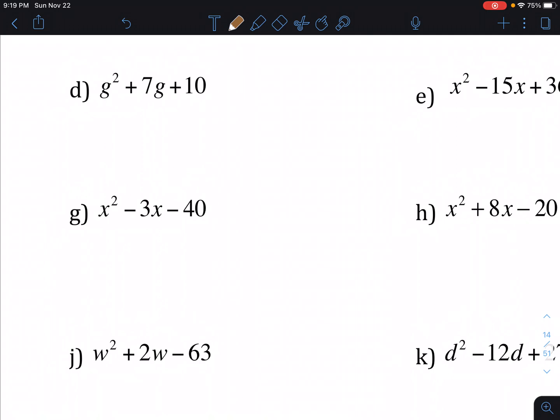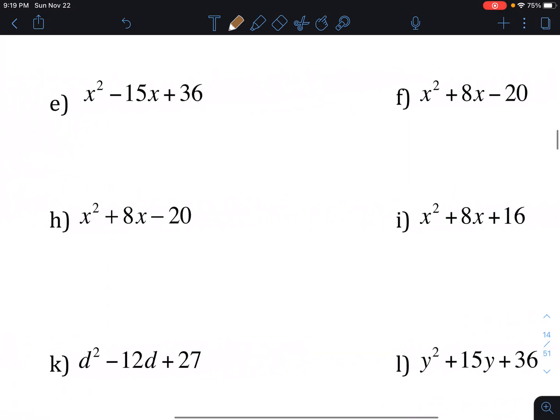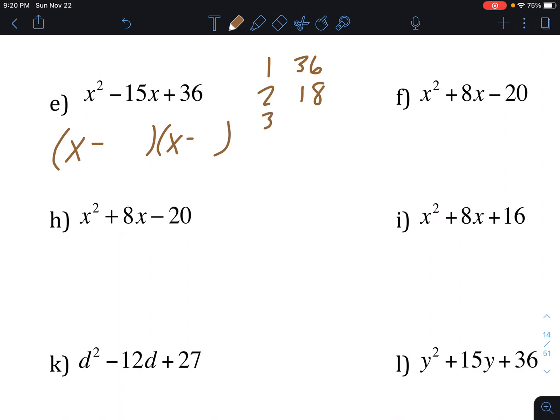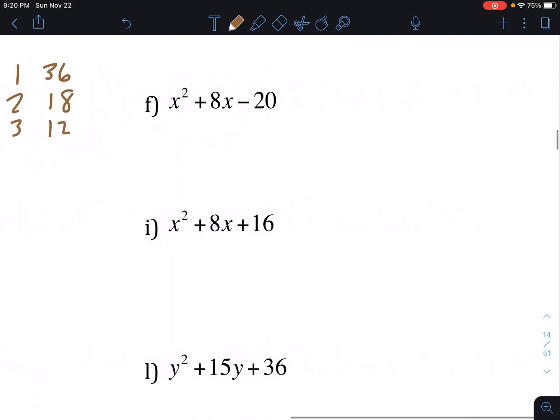Okay, more practice. Plus, plus. So again, very easy here. What 2 numbers multiply to get 10, add up to get 7? 2 and 5. Okay, what are the signs here? Minus, minus. 2 numbers that multiply to get 36 and add up to get 15. So 1 and 36, no. 2 and 18, no. 3 and 12, yes.